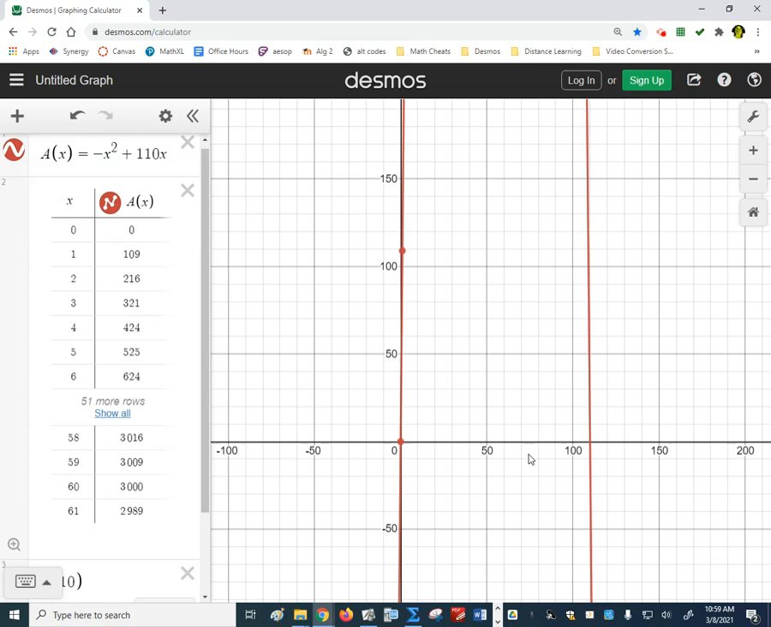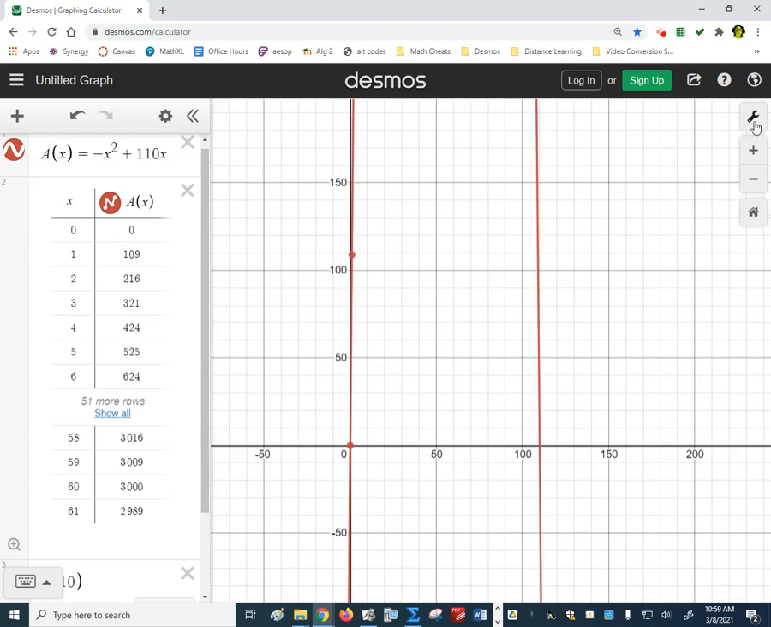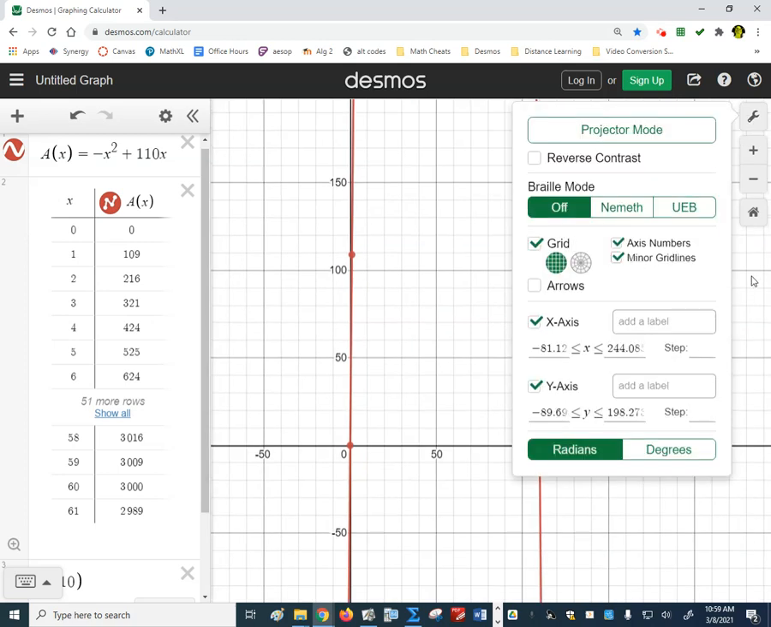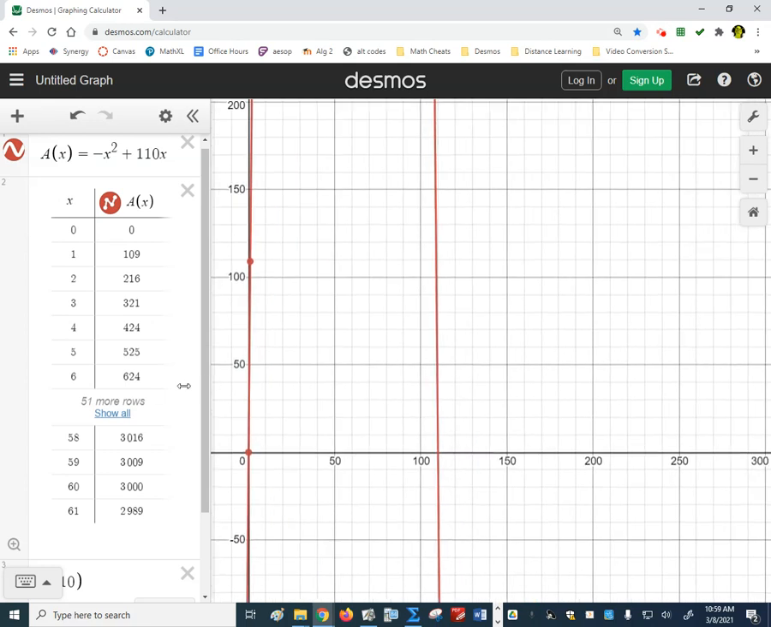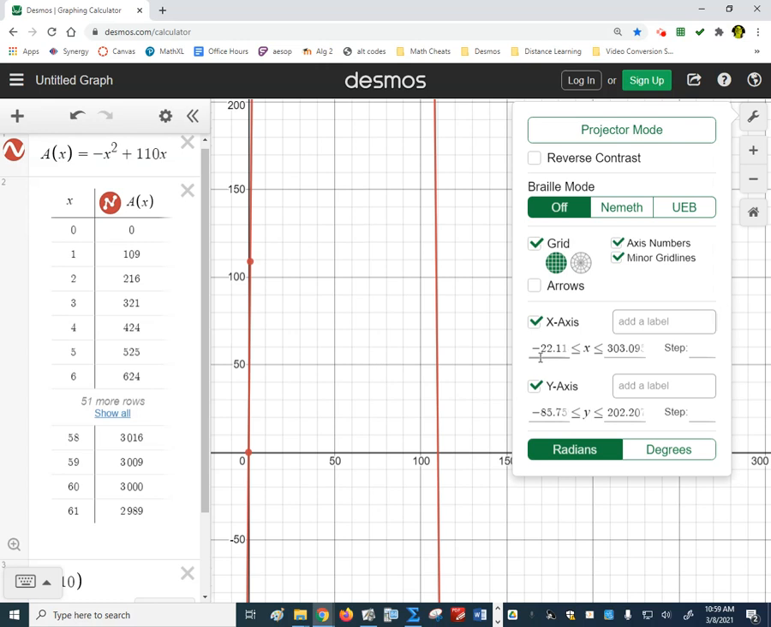This doesn't look very good, does it? If I want to look at this graph, it doesn't look like a parabola to me, right? I can't see what I need to see on the graph. So let's go up here in Desmos. Let's go up to the gear, and scoot this thing over just a little bit here. We're going to set the window so we can see it better.